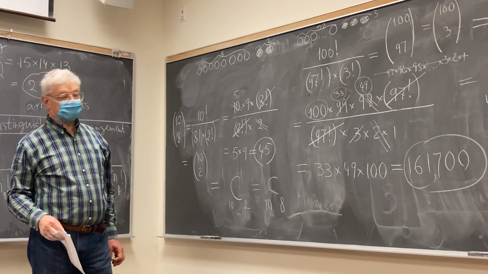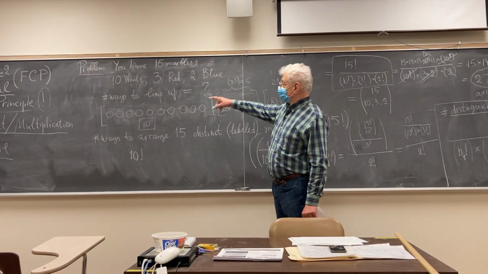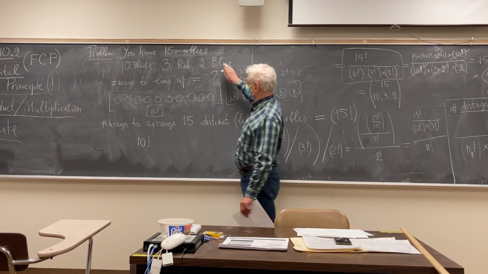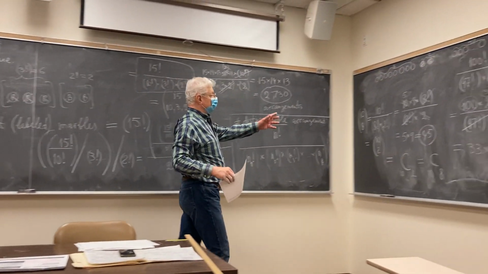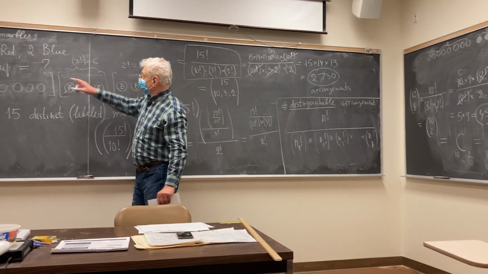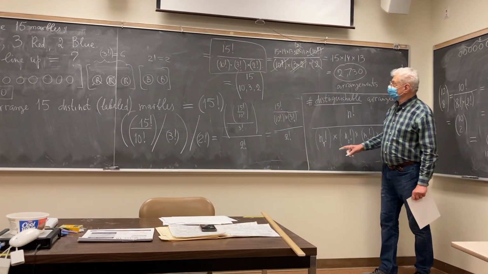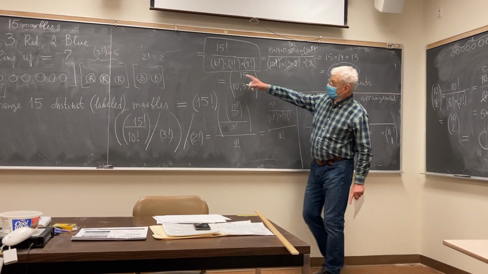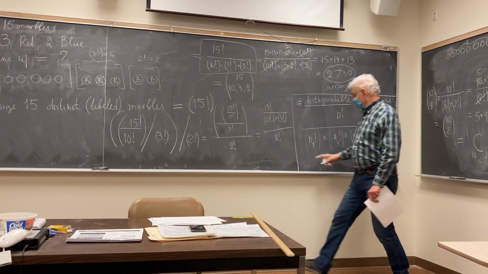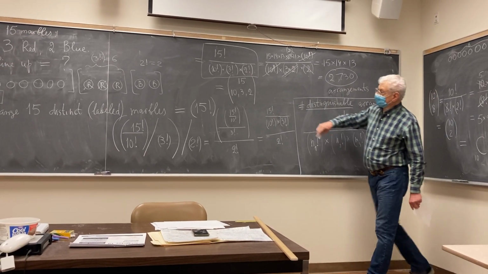161,700 possibilities. My previous example was more complicated because I had 3 different colors. Here I had only 2 different colors, white and black. And there I had 3, white, red, and blue. In this case, finally, I got 3 different factors corresponding to 10, 3, and 2. Like in the general case, 1, and 2, and 3, and whatever.